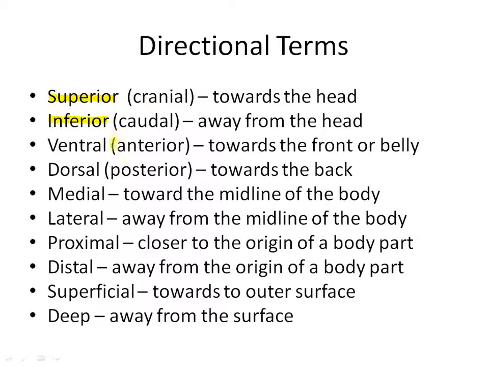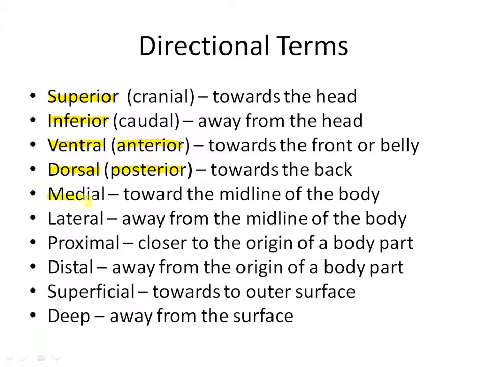The next two directional terms on the slide are ventral and dorsal, which are synonymous to anterior and posterior. These words are used to describe anything that is closer to the front or belly region of the body, that's your ventral and anterior, or closer to the back of the body, that would be dorsal and posterior. To give you an example, my belly button is more ventral or anterior compared to my backbone. It is more dorsal or posterior.